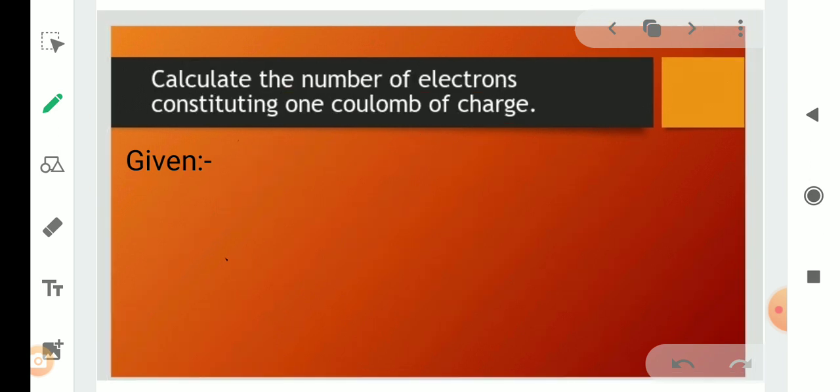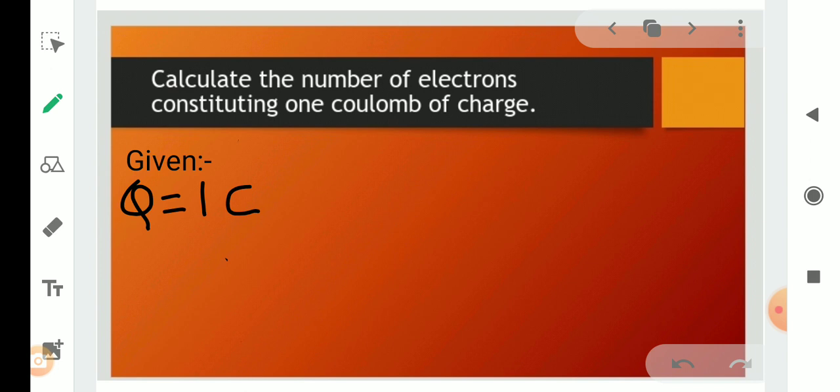It's not the example, it is the question, question number 3 in page number 94. Calculate the number of electrons constituting 1 coulomb of charge. So here what is given? The number of electrons we have to calculate. They have told, where it constitutes 1 coulomb of charge. That means charge is given, that is Q is equal to 1 coulomb.